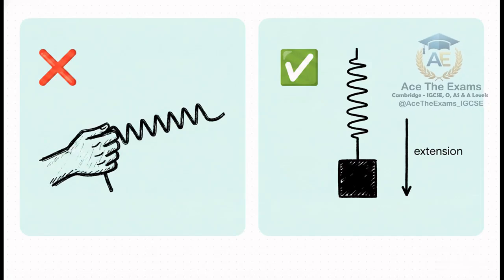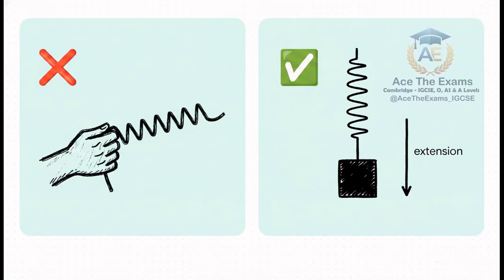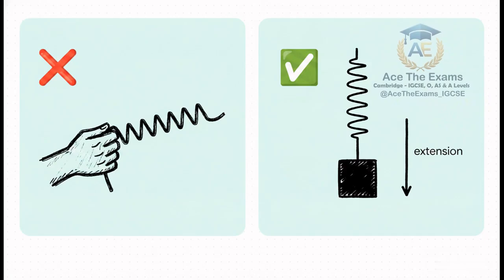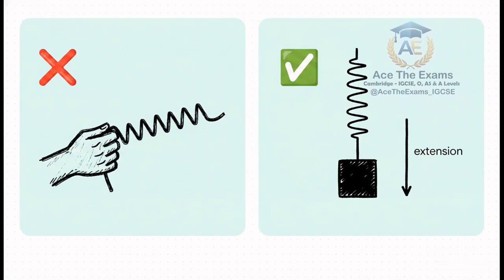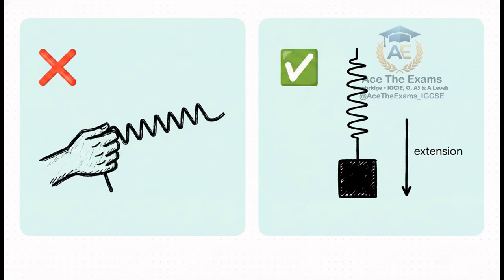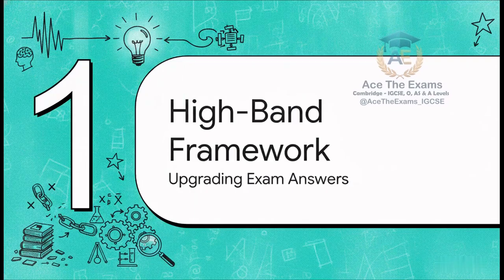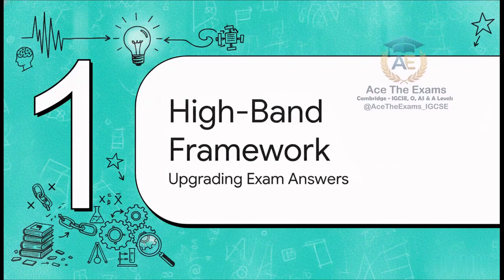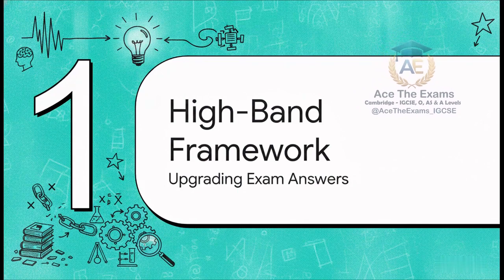Now, what's really interesting is the right side. Extension is directly proportional to applied load up to the limit of proportionality. Boom! That is an A-grade, terminology-rich answer. It's the exact same concept but delivered in completely different, exam-safe language. So let's look at Section 1, the high-band framework, upgrading your exam answers.